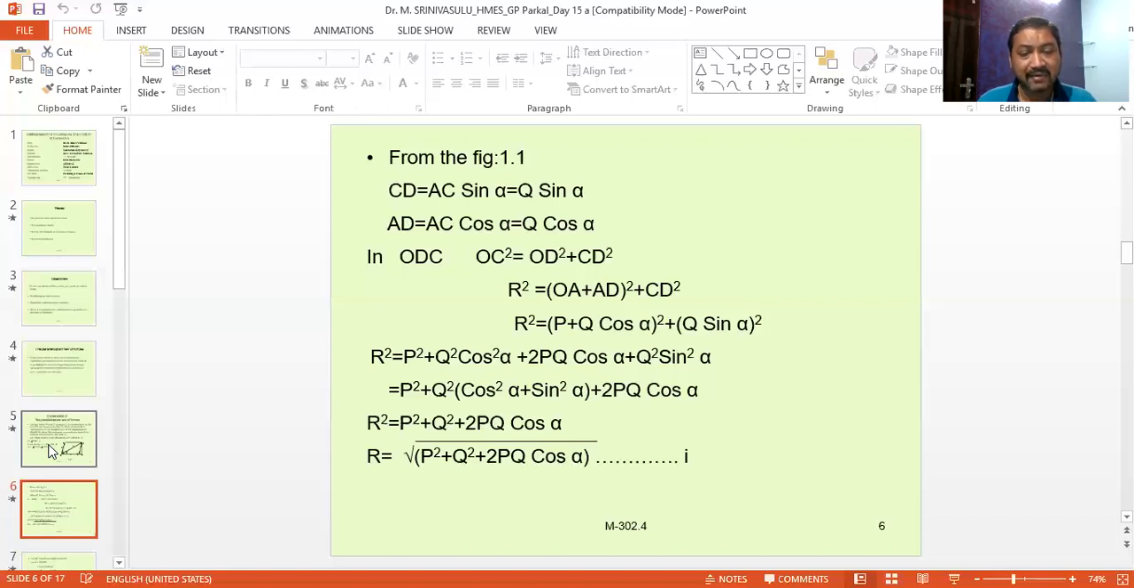So this is the equation for the resultant, that is the magnitude of the resultant of the given two forces P and Q. And here the resultant can be found in terms of the given forces and angle, that is P, Q and alpha.